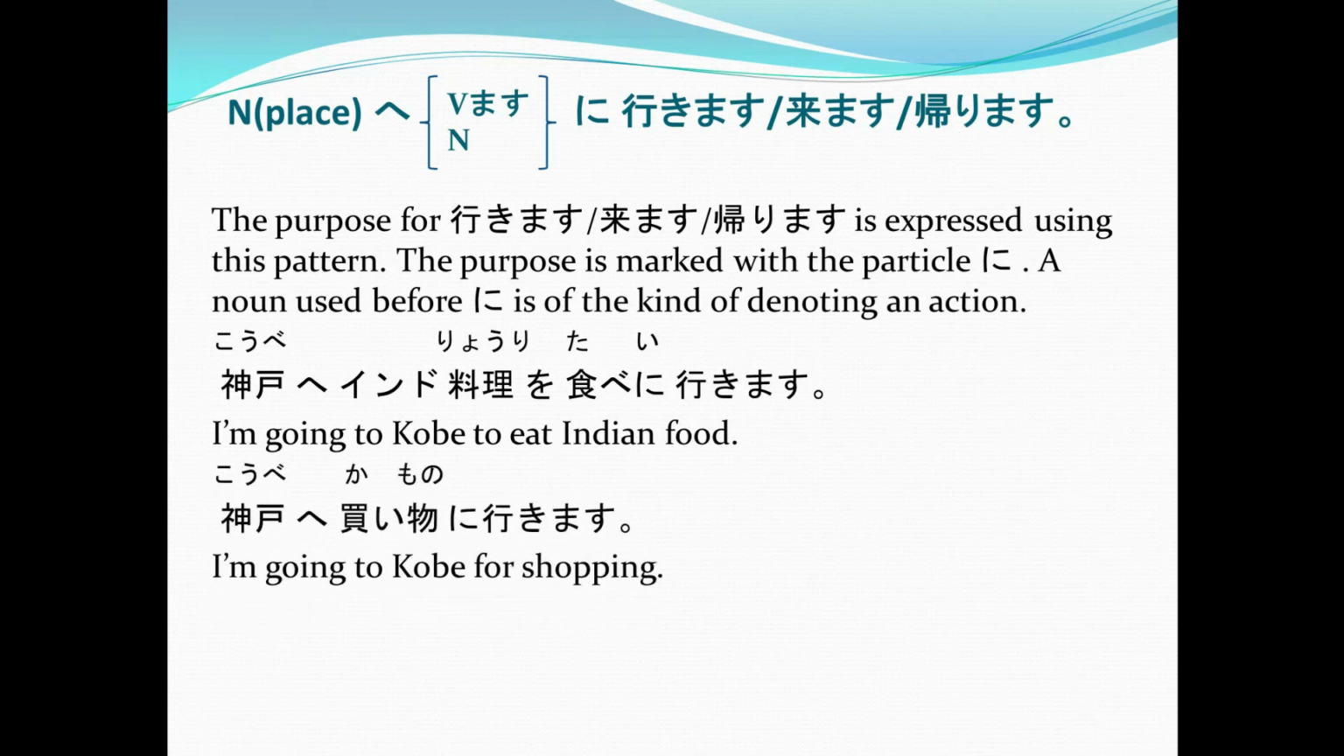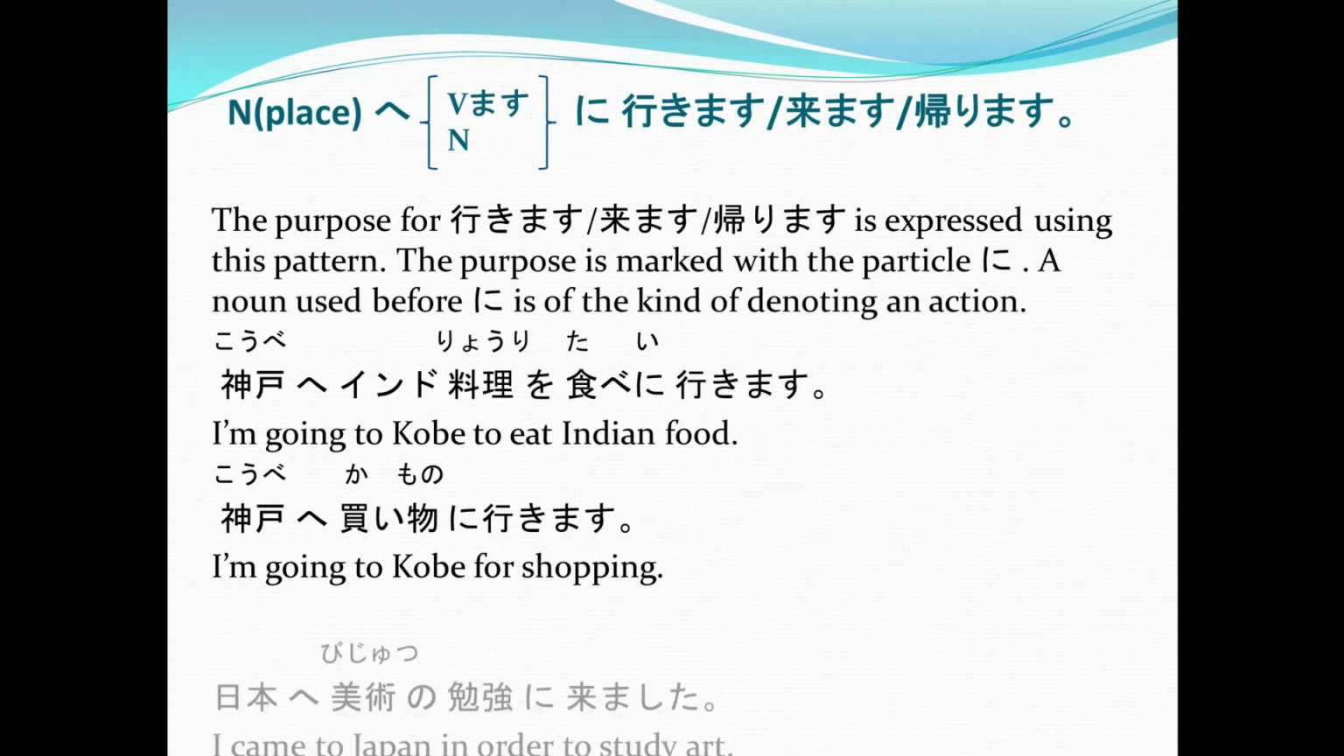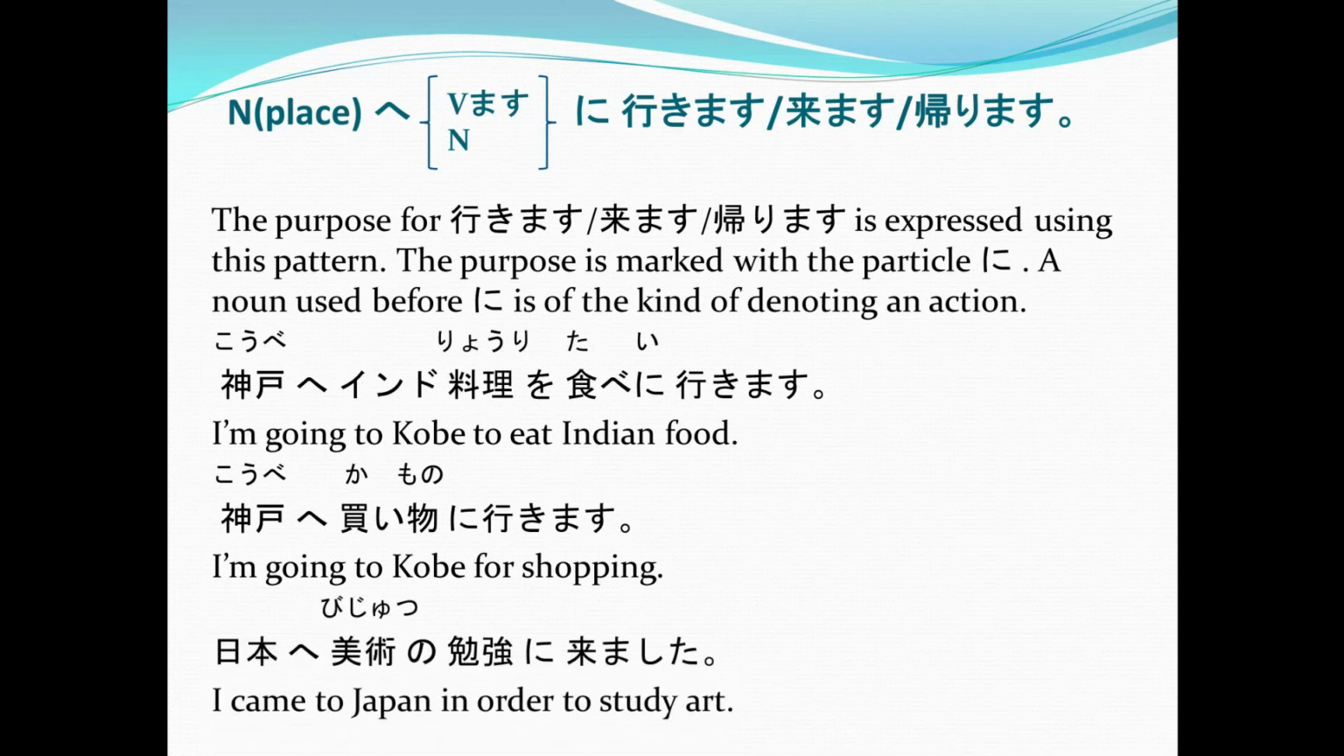Now, could you help me with the other example, Cedric? Hai, Kobe e kaimono ni ikimasu. Or, I'm going to Kobe for shopping. Note how we change kaimono shimasu into kaimono plus ni and then ikimasu, because the purpose of going to Kobe is to go shopping. Now, another example. Nihon e bijutsu no benkyou ni kimashita. Again, Nihon e bijutsu no benkyou ni kimashita. Or, I came to Japan in order to study art.